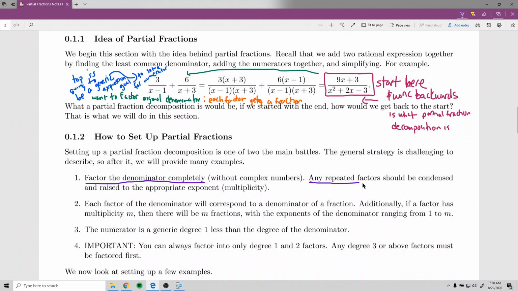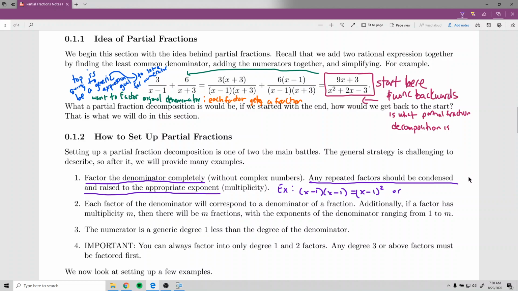Any repeated factors, this is important, should be condensed and raised to the appropriate exponent, which is something we called multiplicity back in chapter 3. So like the example here, x minus 1 times x minus 1 equals x minus 1 squared. You want to write it like that. You don't want to leave it like this, and you'll see why.